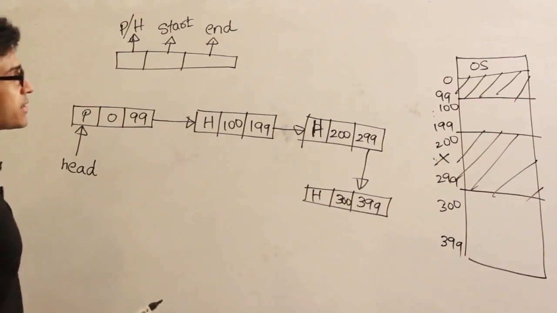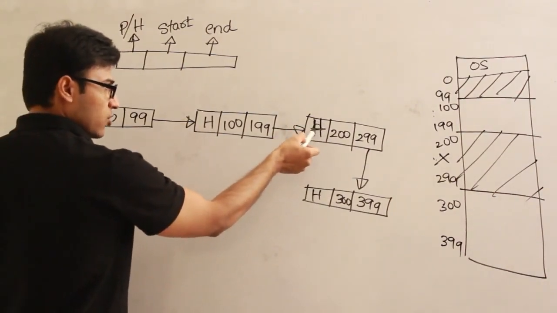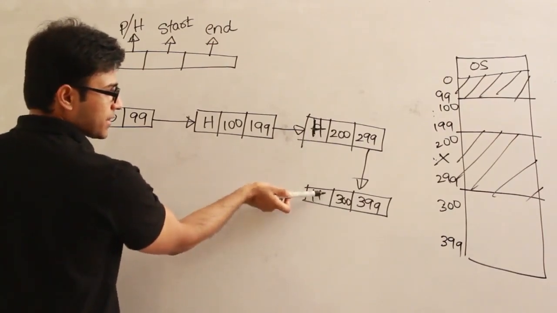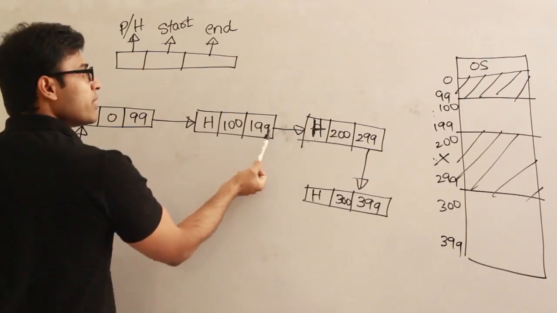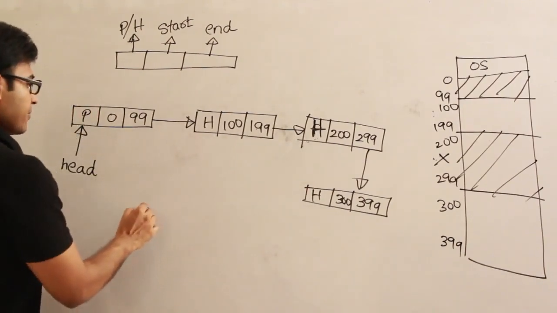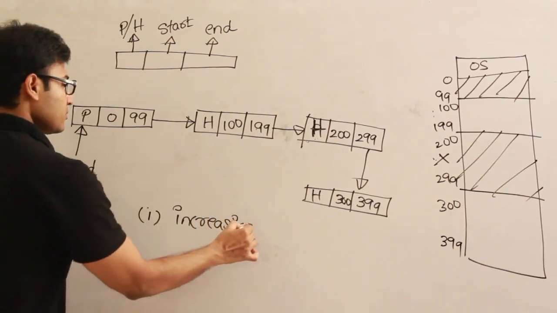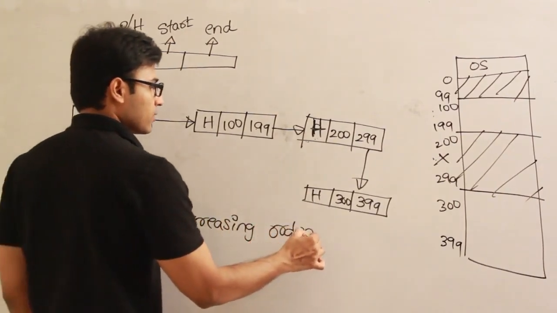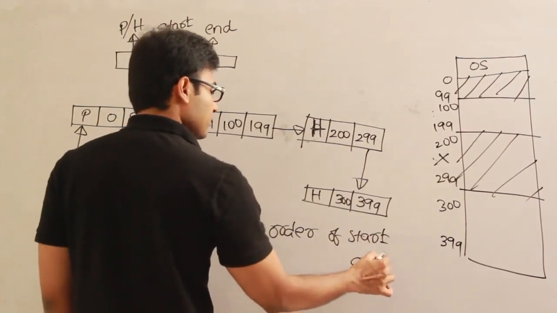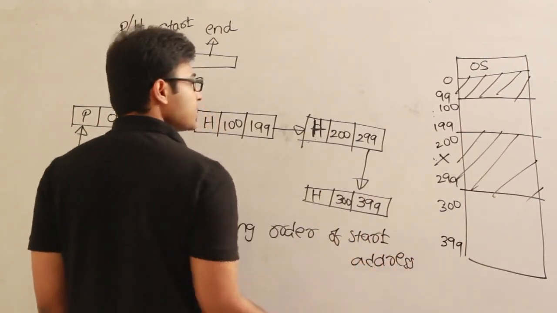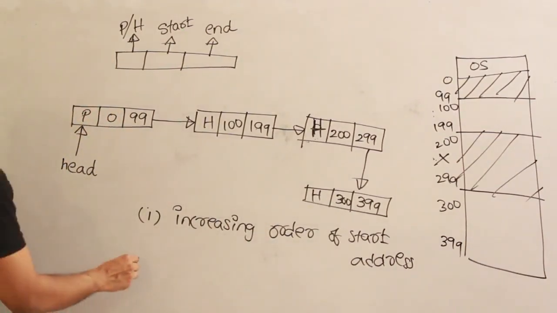Therefore, these two holes can be merged with this hole to make it a big hole, isn't it? So what we could do is, whenever we are pulling it out, it is not enough that you just make it a hole. You have to observe what is the next one. If the next one is a hole, you merge with that, right? And if the previous one is a hole, you merge with that. So the first point is maintaining it in the increasing order of starting addresses is going to be beneficial in the sense that whenever we pull out a process, we can merge it.